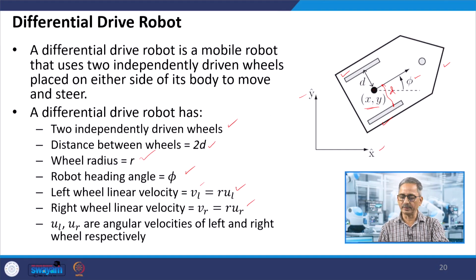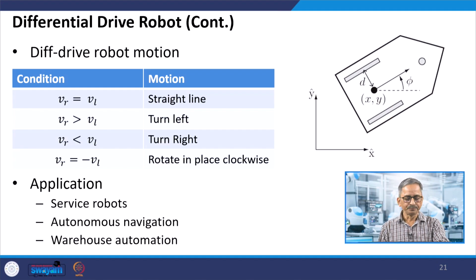Okay. So, that I can get, and here when we have VR equal to VL, we get a straight line motion. If VR is greater than VL, we get a left turn motion. If VR is less than VL, we get a right turn motion, and if VR is equal to minus VL, the robot rotates in place clockwise. So, that is how we can get that. Their applications are in service robotics, automation navigation, and warehouse automation.